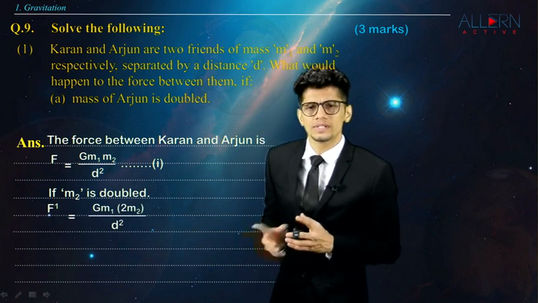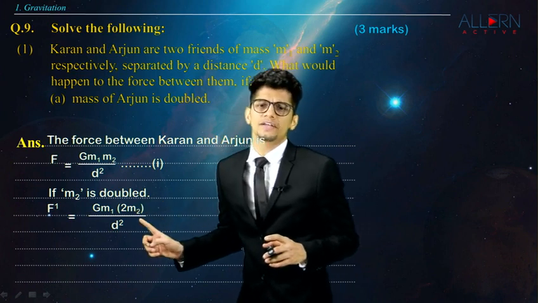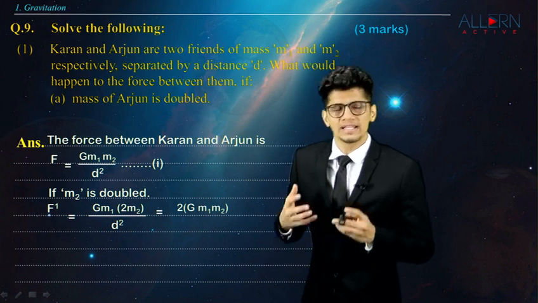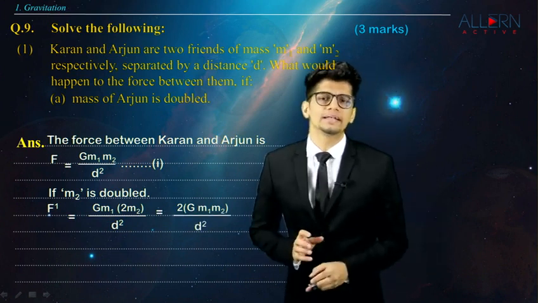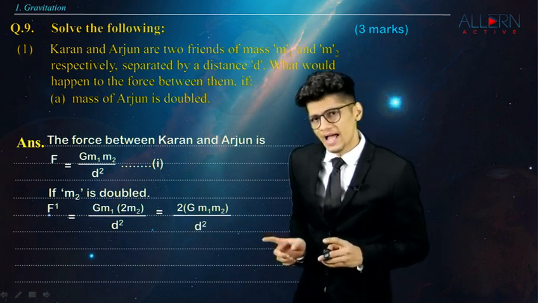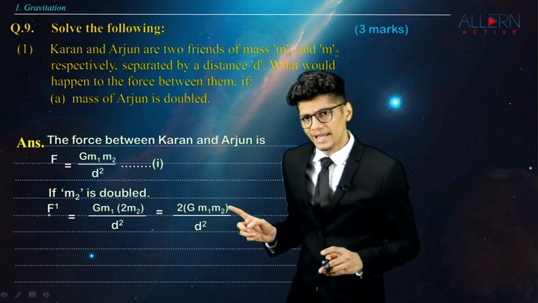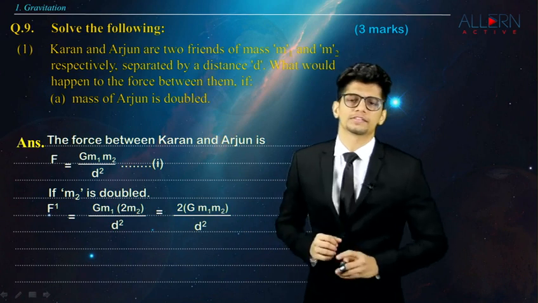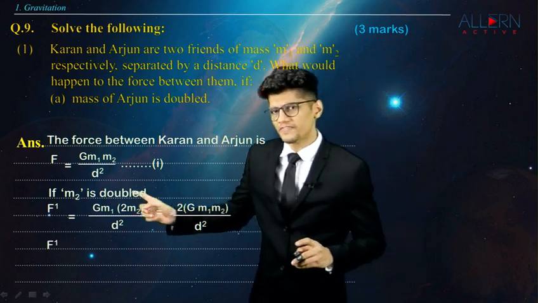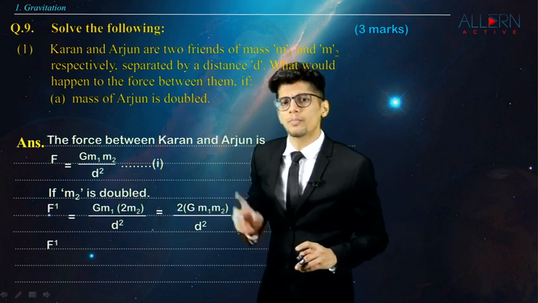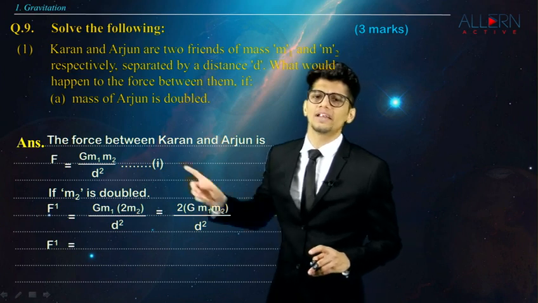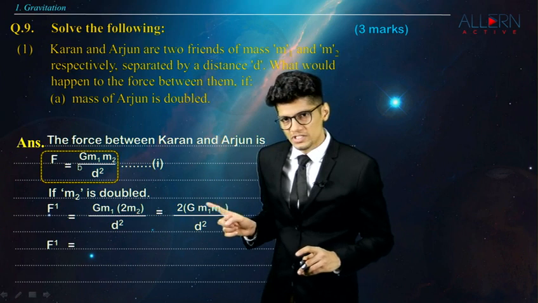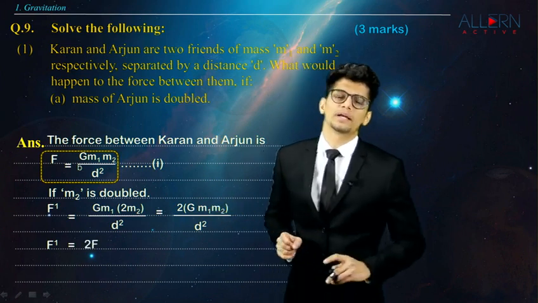Now what we can do is, we can take this 2 and shift it towards the left hand side. So now we'll write 2 G m1 m2 upon d square. So that means, as you can see, G m1 m2 upon d square remains and 2 remains. So here what we know is F dash. Now this G m1 m2 upon d square is nothing but the value of capital F. So 2 remains as it is, but G m1 m2 upon d square becomes F.